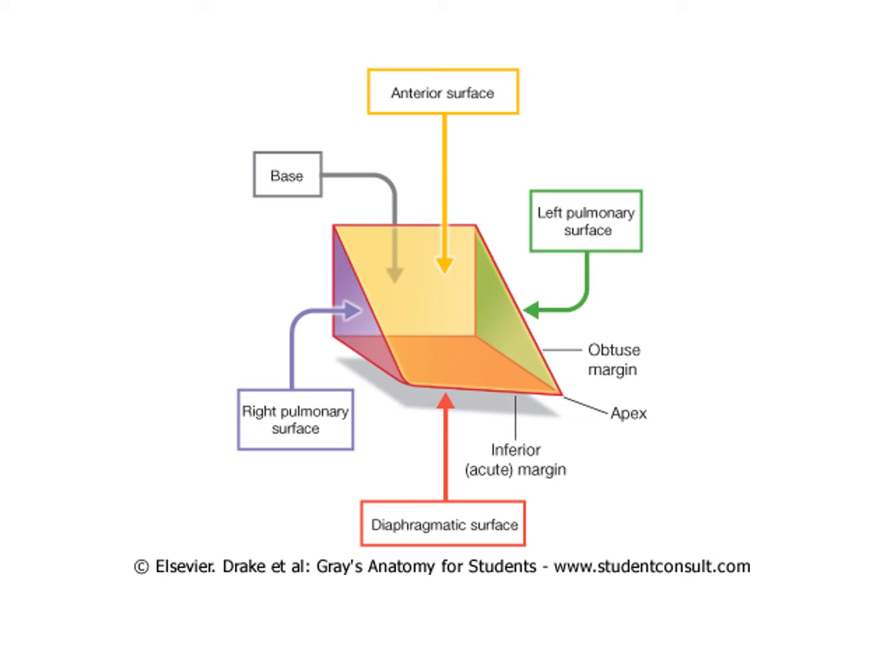What does the base form from? It is also given the name posterior surface. It is formed by the two atria: two-thirds by the posterior surface of the left atrium and one-third by the right atrium. The base is formed by both atria. And what are its features? The superior vena cava and inferior vena cava.